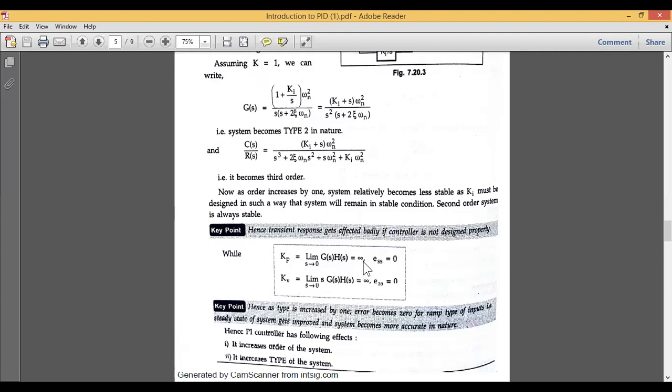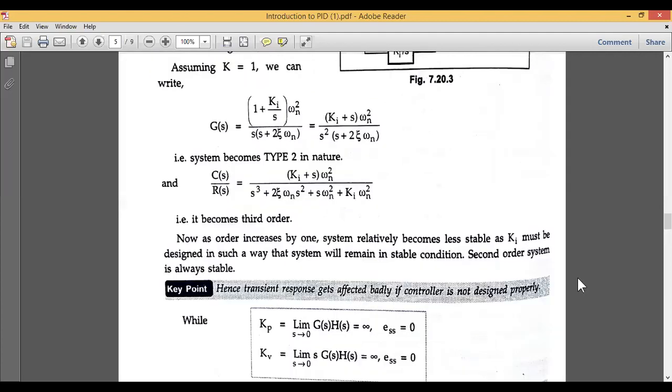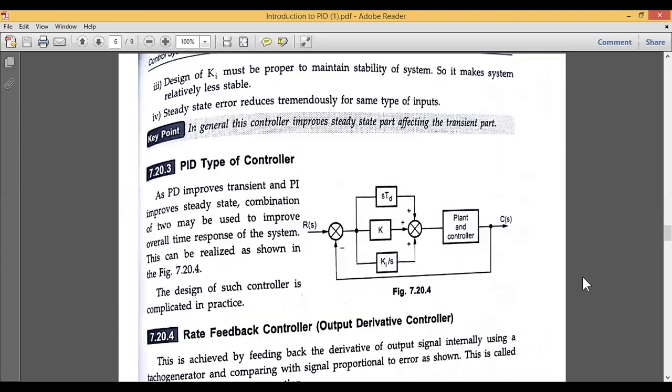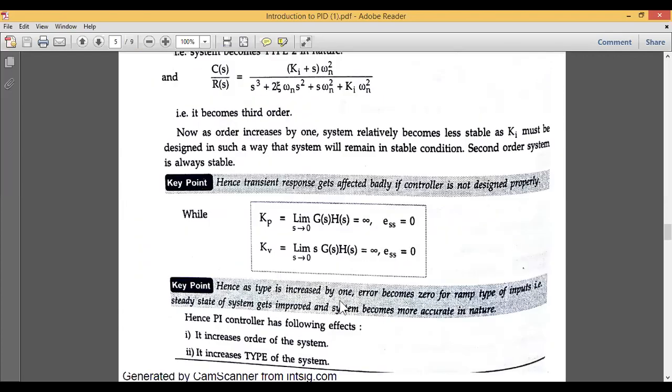It is 0. And the observation here is that with this increase in the order of your system, the error becomes 0. You can see the error is 0, right? Though the order of the system is increased by 1 and the system is getting less stable, but what about the error? The increase in the order has decreased my error to 0 for ramp type of inputs.